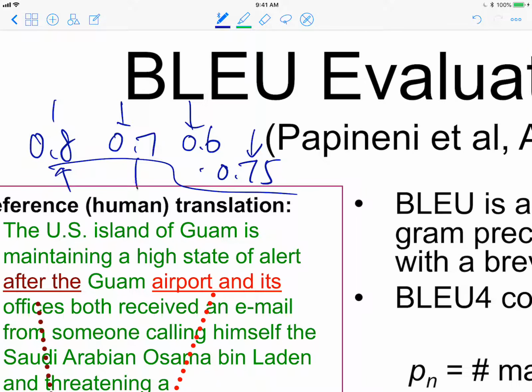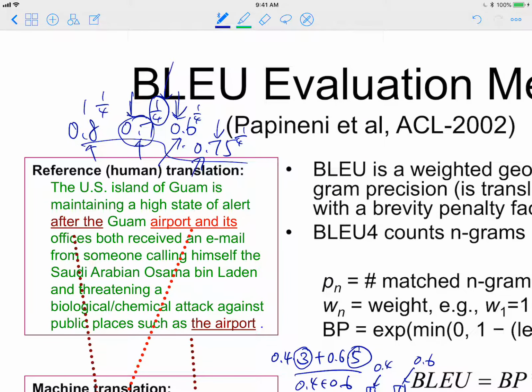So if we have 4 different precision values from unigram, bigram, and so on, and we take just the geometric mean with equal weight, what will be the weight? It will be 1/4, right? So that will be the geometric mean of these 4 numbers using equal weight. But if we think this value is more important, then we can increase the weight of this value to maybe 0.3, and then we adjust the other values in terms of these weights used in the geometric average.